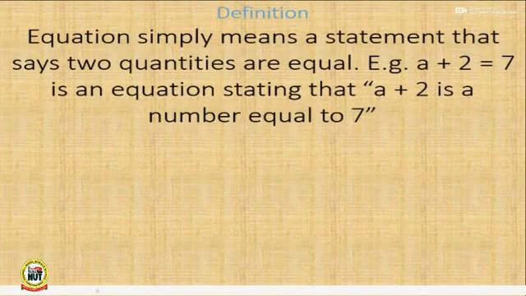Now let's look at what an equation is all about. An equation simply means a statement that says two quantities are equal. Example, we have a plus 2 is equal to 7. It's an equation stating that a plus 2 is equal to 7.